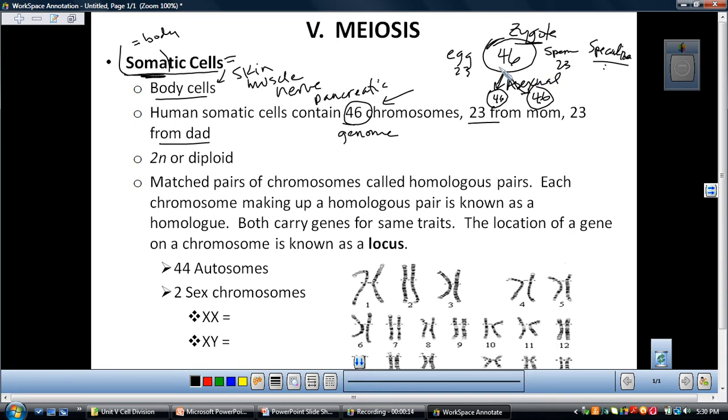So the goal of this unit is to talk about how we get these egg cells and sperm cells that have half the amount of information, and how we know which part of the information they are going to carry.